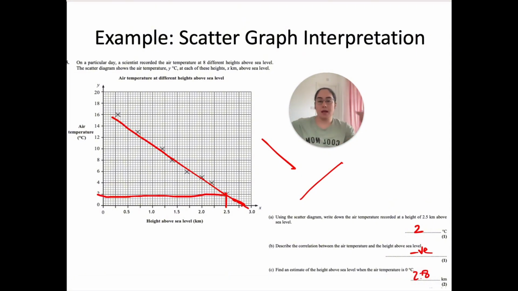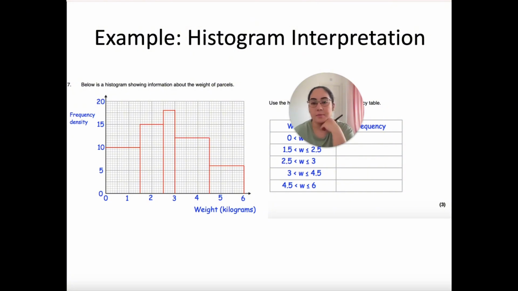We're estimating that it will be 2.8 kilometers at 0 degrees. The reason it's an estimate is that we are using a line of best fit, a line that we think best represents the data. Your line of best fit might look a little different to mine, which is why a range of answers might be acceptable. But it's an estimation nevertheless, right? It's not actual data that was collected at 0 degrees.